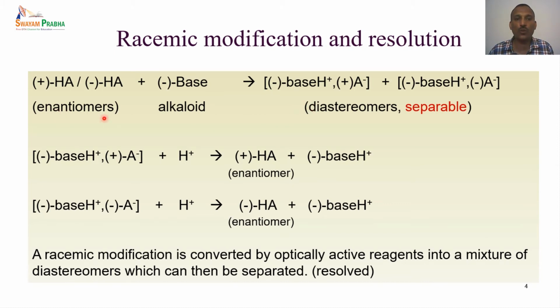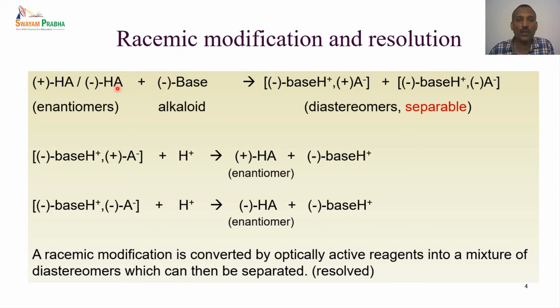So let us look at why the enantiomers cannot be separated: they have every physical property the same, so we cannot easily separate them out. But we can separate them by converting them into a different type of compound. When a 1:1 mixture of enantiomers, plus and minus HA, is reacted with a base, in this case HA is an acid and the base is an alkaloid. This alkaloid is an optically active alkaloid. That is the reason we are taking one particular isomer.